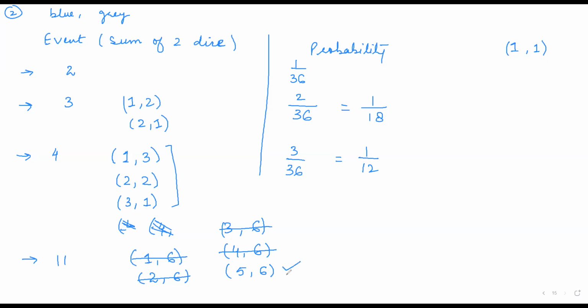So this is one possible favorable outcome. Now if the first die has 6, the second die should have 5. So this is another. So I think only 2 are there which can give you sum 11. So 2 by 36 will be the probability, right? Yes, ma'am. Okay. So you write like this, P of sum 11. Like this you have to find. Like P of sum 4.